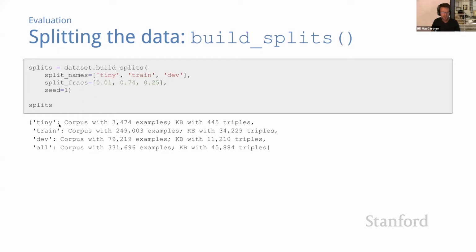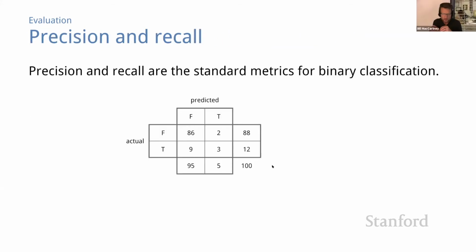and it just returns a map from split names to data sets, each containing a corpus and a KB. So now that we have our splits, we need to choose an evaluation metric. We've formulated our problem as binary classification, and the standard metrics for binary classification are precision and recall.